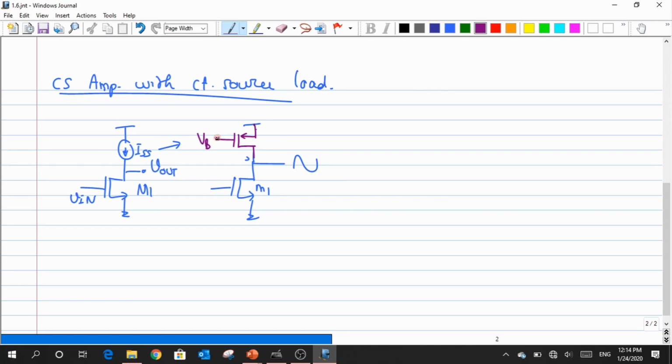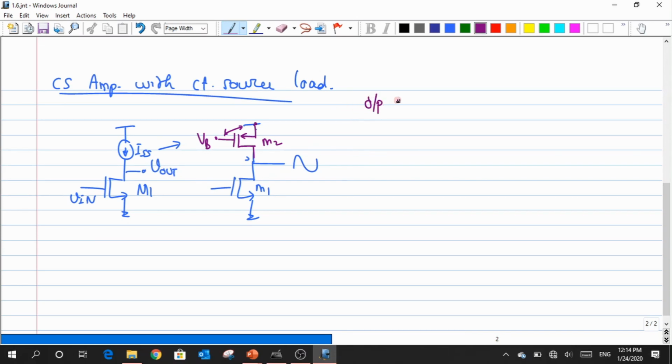Yes, because the gate is fixed, the source is also fixed. So the VGS of this M2 is always fixed, due to which the current is always constant, right? So for this, please don't use an NMOS. If at all your input device is an NMOS, make sure that your load is a PMOS. Clear? Yeah.